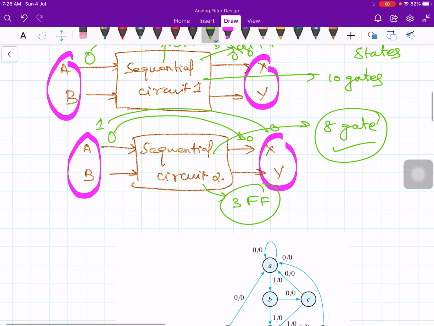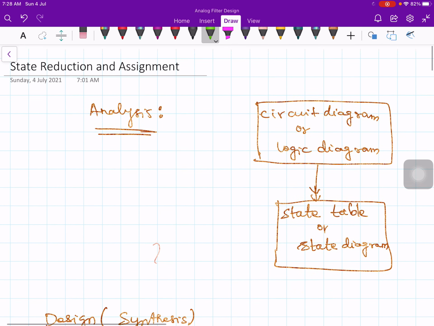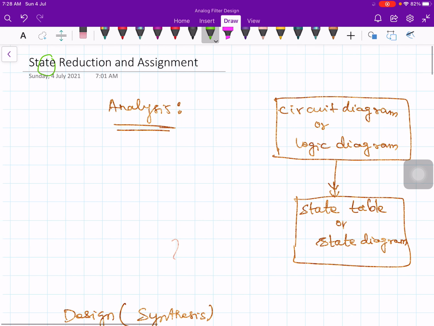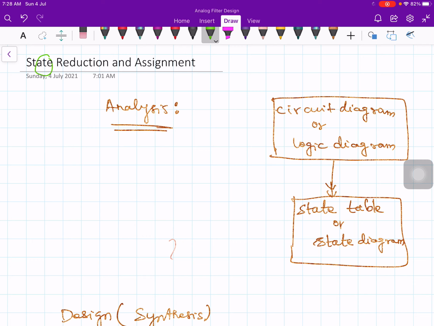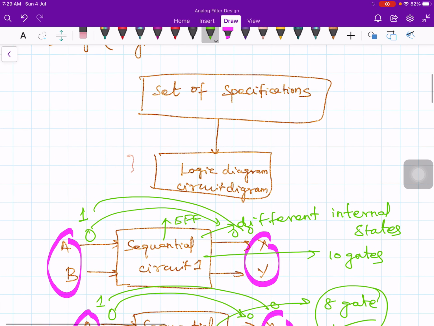Therefore, somehow we need to reduce the number of states. If the number of states is reduced, then your cost will come down. Therefore, the main focus of this lecture is how one can reduce the number of states, because the number of states essentially implies the cost of the circuit. If you reduce the number of states, then automatically the number of flip-flops will be reduced and the logic gates also will be reduced. So that is the prime purpose of this lecture. How one can reduce the number of states from the given specification.